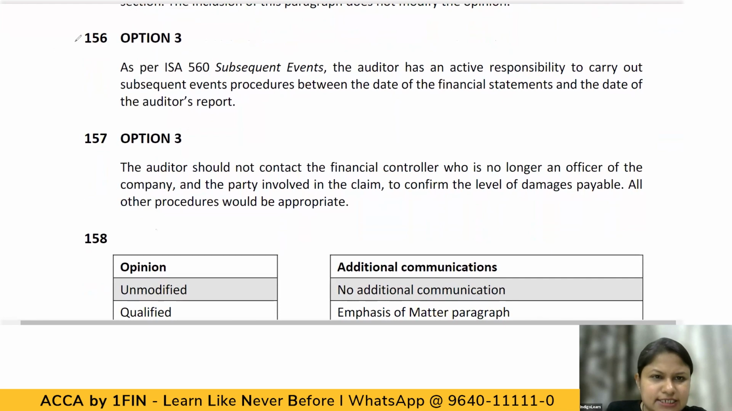So 156 was from where we started. So we understood the meaning of subsequent event, and subsequent event talks about the date of financial statements to the date of the auditor's report.